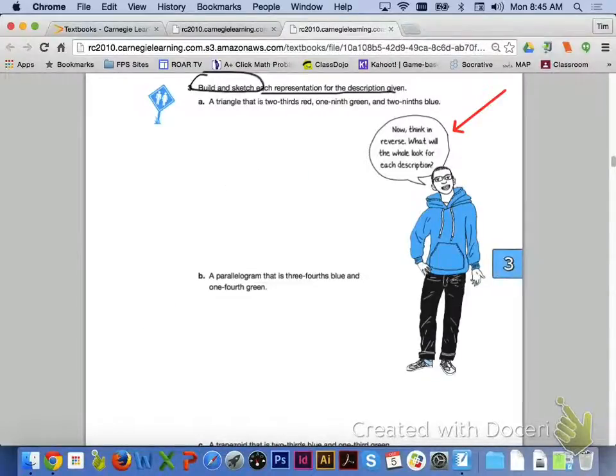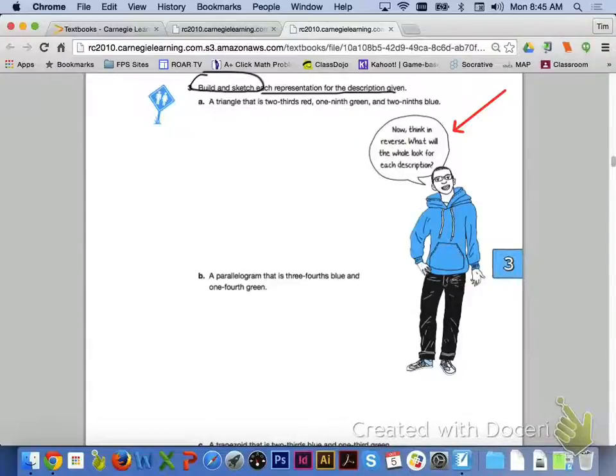Let's take a look at number 3 on page 123. Now you are going to be building and sketching each representation for the description given. Look at our crew member here, and he is reminding us to think in reverse. What will the whole look like for each description? So keep that in mind as you are building and sketching. Please feel free to use pattern blocks to help you out with this if needed. Let's do letter A together, and then I'll have you do the rest with your group members for number 3.